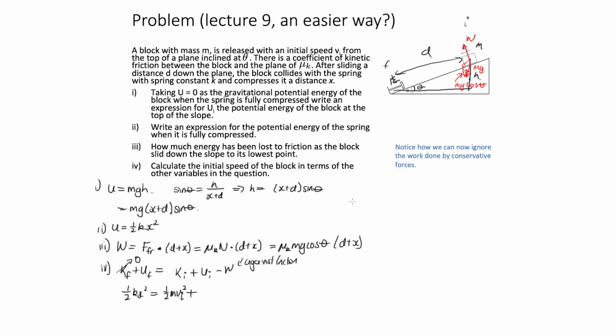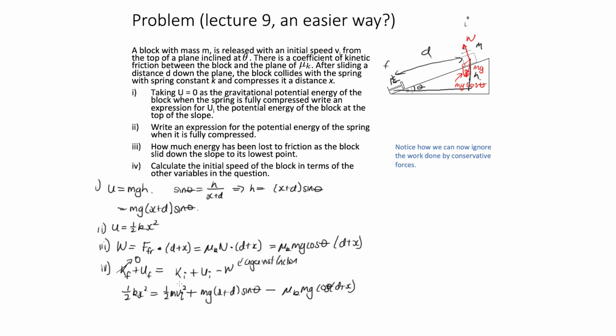Now potential energy. At the start, the spring is not compressed, so there is no potential energy stored in the spring. However, there is potential energy from the gravitational force. We calculated that in part 1. So we've got plus mg (x plus d) sine theta here. And then we lose energy against friction. That's calculated here: minus mu k mg cos theta times (d plus x).